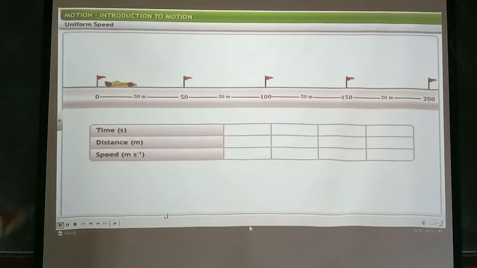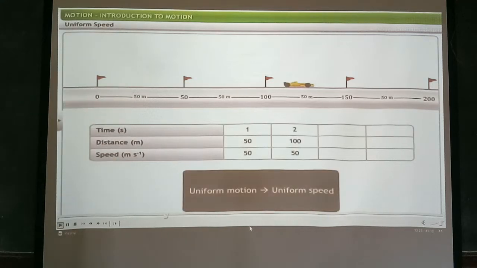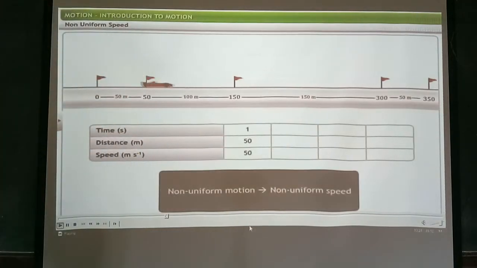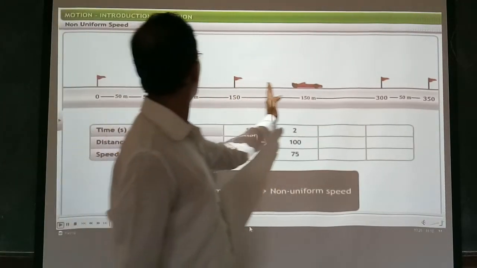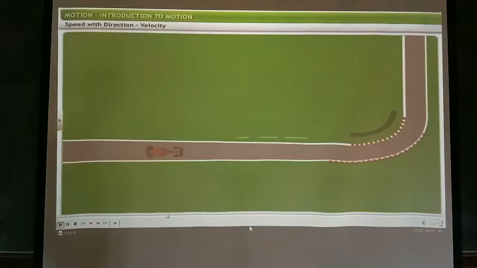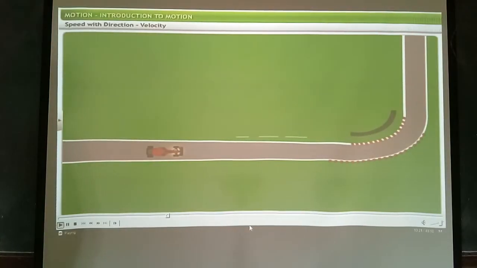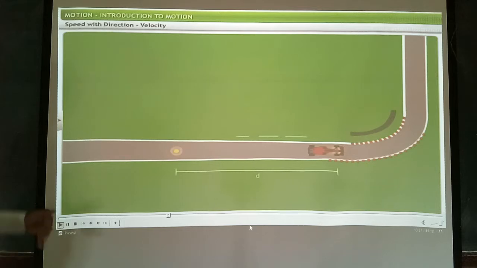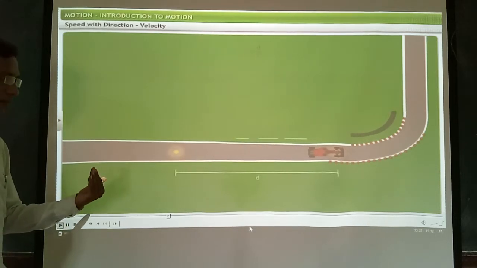As we previously discussed, there is uniform motion, that is uniform speed, and non-uniform speed. These are the examples here. Now we should discuss speed with direction. Speed with direction is known as the velocity.